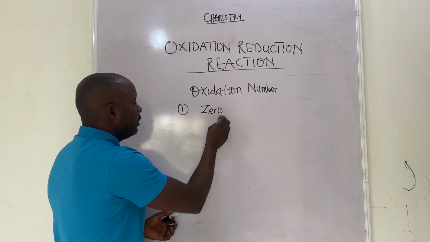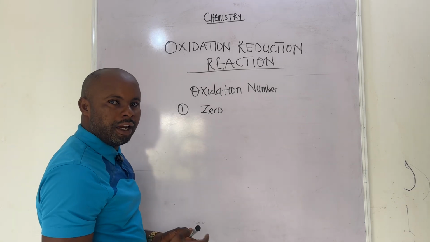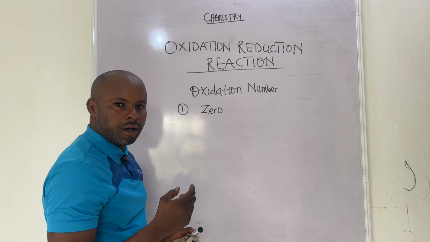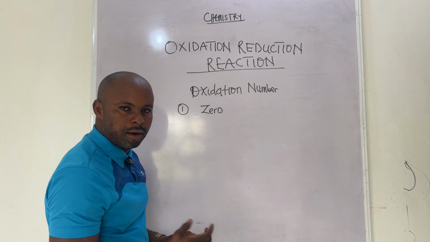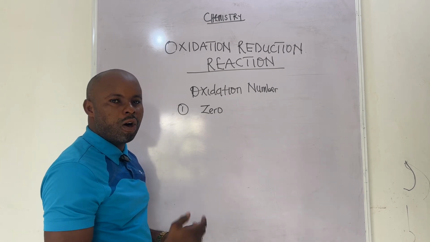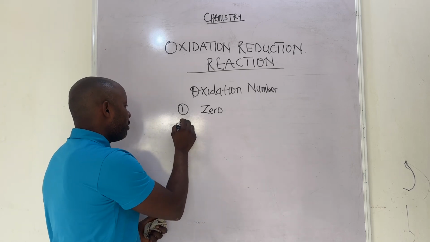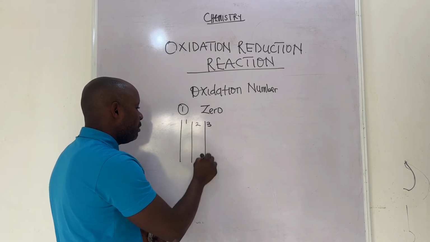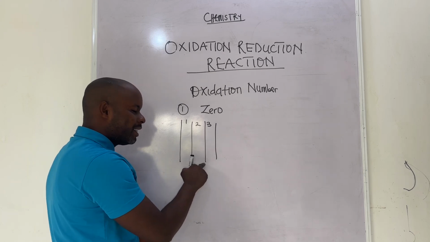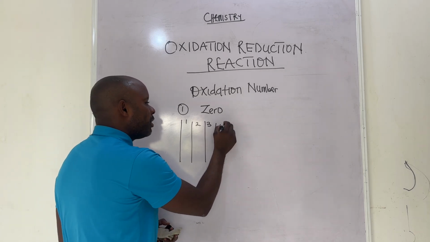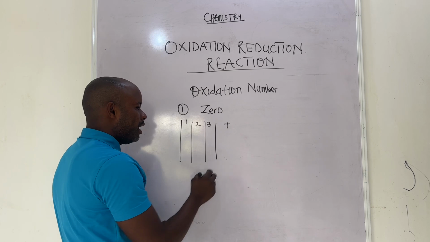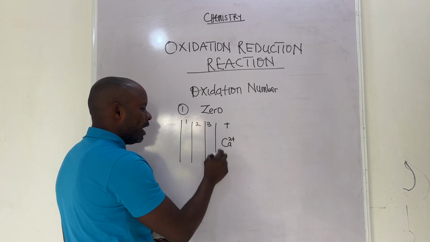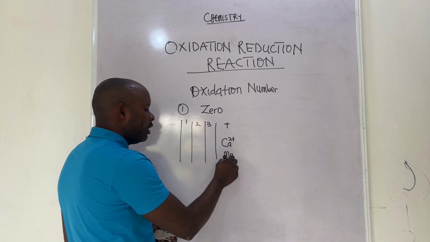The other rule is that sodium, magnesium, aluminum, calcium, they are all metals. That is to say, from group 1, 2, 3, they are all metals. So we indicate these metals with a positive charge. That is why you have calcium 2+. That is why you have magnesium 2+.